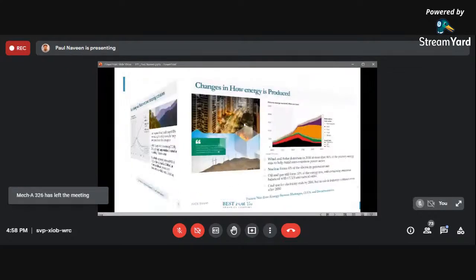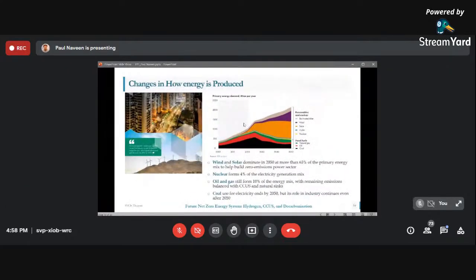So that's one aspect. Changes in how energy is produced: as I was talking, in 2050 we see that a lot of renewables will come into play, like wind and solar will dominate in 2050, with more than 65% of our primary energy mix. And nuclear also forms 40% of our energy generation mix. Oil and natural gas will still be there, but emissions will be balanced by using carbon capture utilization and storage techniques, or else natural things like forests. And coal usage will drastically come down, and it is expected that no industry will continue to invest in it after 2050. That is the strategy we are moving towards for 2050.